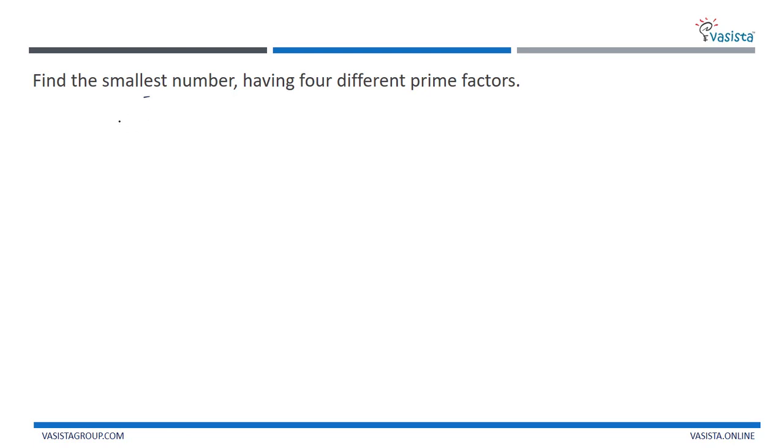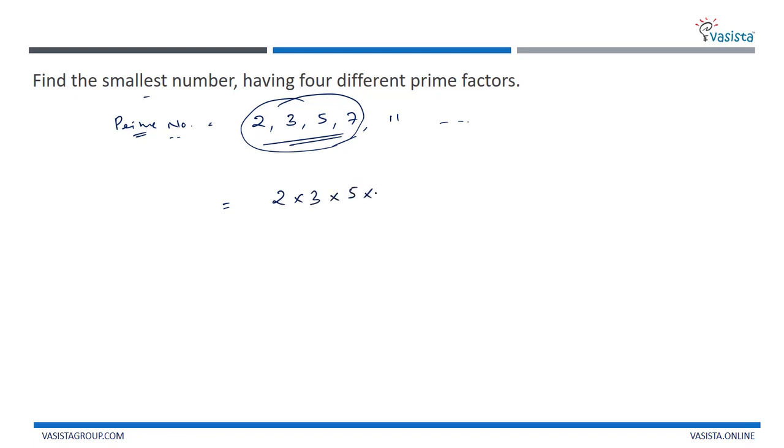We know that the prime numbers, let us find out, that is 2, 3, 5 and 7. Then it comes 11 and so on. So now we are supposed to find a number having 4 different prime factors. This is what we need to consider. And if you multiply this, that is 2 into 3 into 5 into 7.